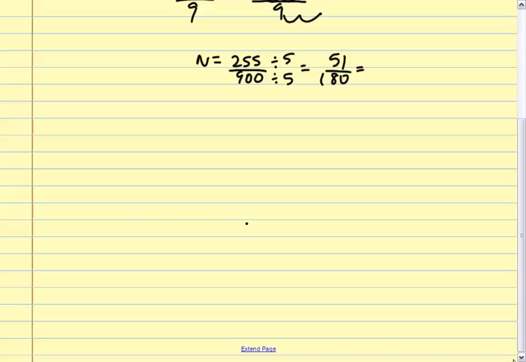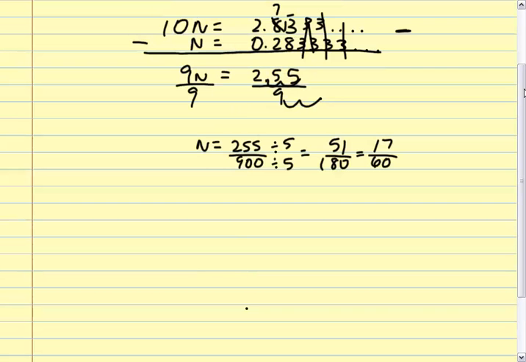It is 3. Just add up the digits. 5 and 1 is 6. Right. So 3 goes into 51, what do you think? 17 times. And 3 goes into 180? 60 times. But remember, at the top, we started off with this thing being negative. So it's negative 17 over 60.